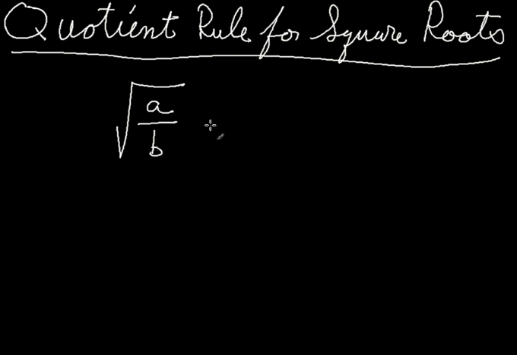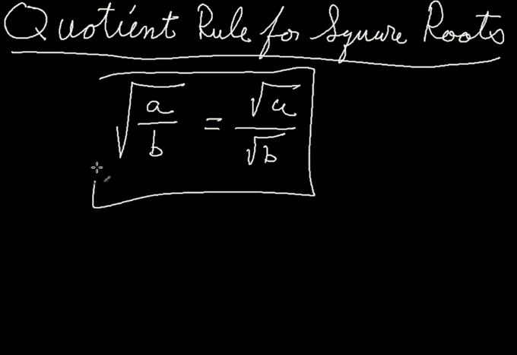The square root of A over B is equivalent to the square root of A over the square root of B. This is very similar to the product rule, in that we're allowed to break up the square root individually, just like we did with multiplication, but now we're doing it with division.